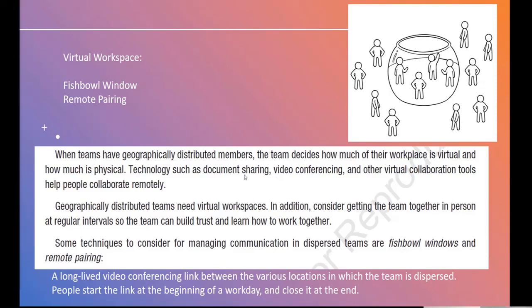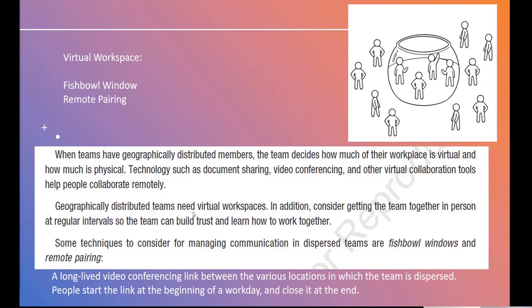Technologies such as document sharing, video conferencing, and other virtual collaboration tools help people collaborate remotely. So you may have different kinds of scenario questions in the virtual environment: how can you adopt it? Like Google Drive sharing, then Zoom video conferencing, or something like that. They will not mention any types of video conferencing like Microsoft Teams. They will not do that because they prefer some vendors over others.